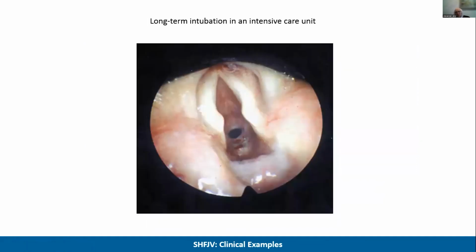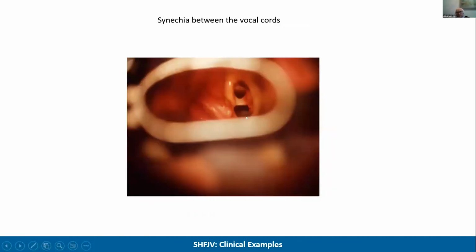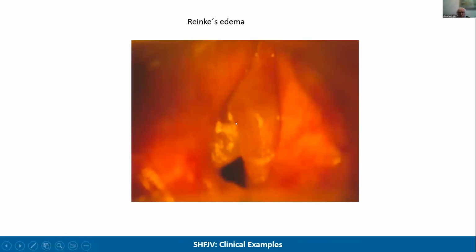And here you can see a long-term intubation in an intensive care unit, the vocal cords, and behind the stenosis after removal of this endotracheal tube. But it is very easy to divide this granulation tissue with the laser surgery. You can see synechia between the vocal cords. You can cut this synechia with the laser surgery. And here is a typical laryngoedema. This was the area to ventilate the patient, and it is easy with the supraglottic jet ventilation to ventilate this patient.